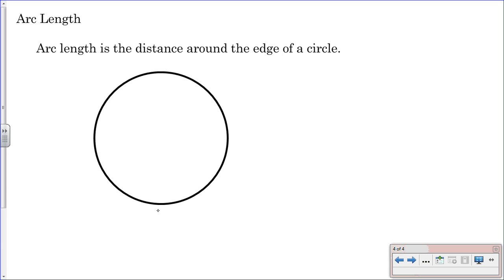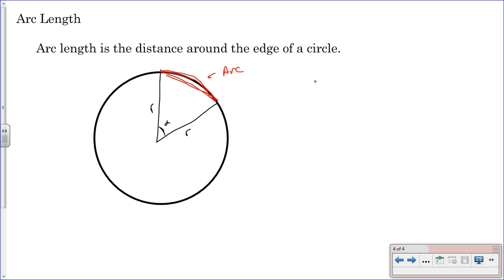Now, how does all this help us with arc length? If you remember, arc length is the distance around the edge of a circle. Well, it's fairly simple. Say here we have an angle, and say this angle is alpha. We know this is a radius long and this is a radius long. Our arc length that we're going to look for is this length here.